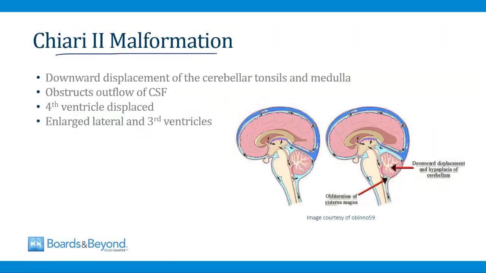A Chiari 2 malformation is a congenital malformation of the cerebellum. In this disorder, there's downward displacement of the cerebellar tonsils, which are part of the cerebellum, and also the medulla in the brainstem. If you look at this image on the screen, on the left is what things should look like. On the right is what things can look like with a Chiari 2 malformation. The cerebellum is displaced downward, and this is going to block the flow of cerebrospinal fluid out of the brain and into the spinal canal.